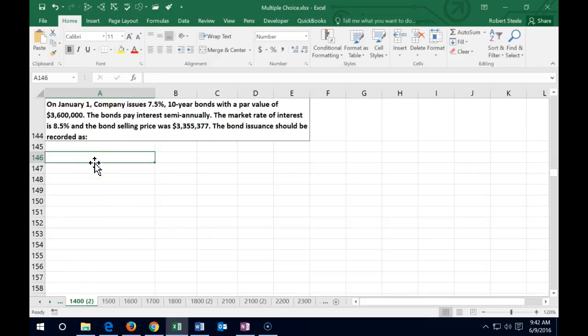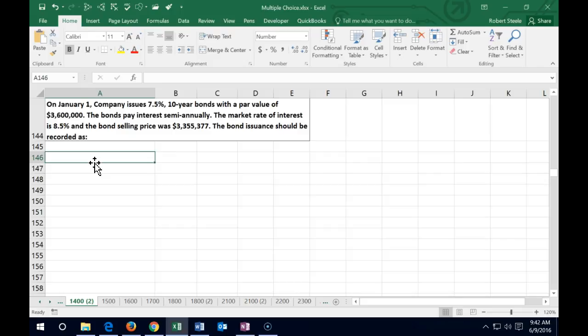Next one says that on January 1st, companies issue 7.5% 10-year bonds with a par value of $3,600,000. The bonds pay interest semi-annually. The market rate of interest is 8.5%. The bond selling price was $3,355,377. The bond issuance should be recorded as what? So we need the journal entry for issuing the bond.